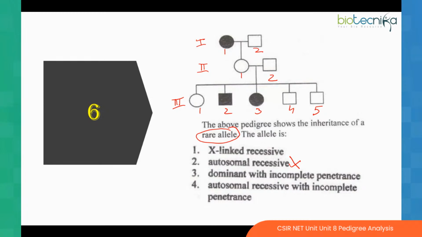Now, why is it not autosomal recessive? Autosomal recessive in this situation is possible only when both the parents are heterozygote. Only when both the parents are heterozygote is there a chance that they can produce homozygous recessive children. Now it is mentioned in the question that it is a rare allele. So 2-2 is not born in the family, 2-2 is married into the family.